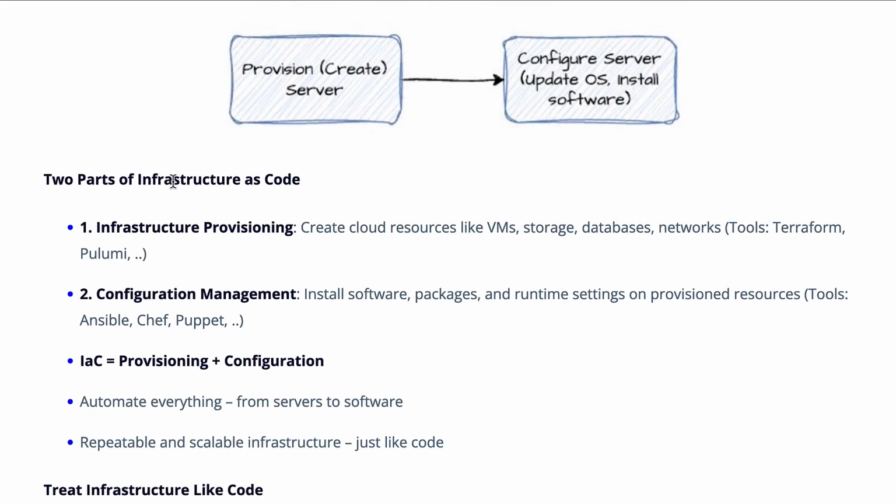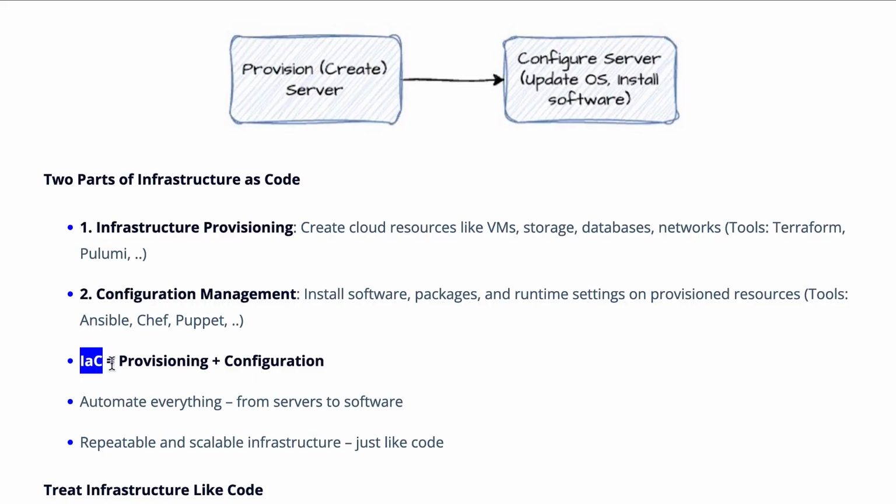So there are two parts to infrastructure as code. Infrastructure provisioning, which is creating cloud resources like VMs, storage, databases, networks, and things like that. The other part is configuration management: installing software, packages, and doing runtime settings, maybe installing patches. All that needs to be done on the provisioned resources. This is called configuration management.